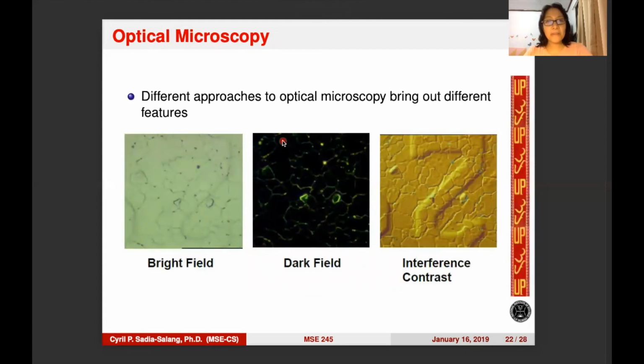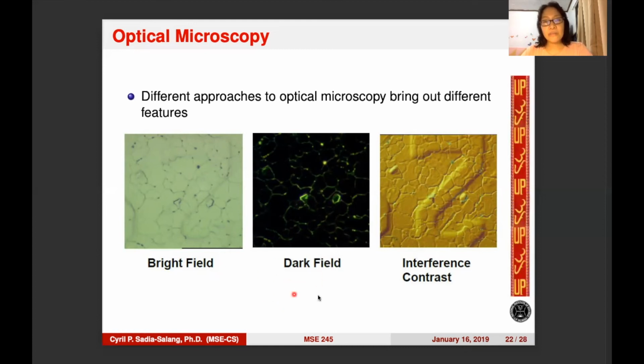Now, under optical microscopy, we cover bright field microscopy, dark field microscopy, and interference contrast microscopy. In bright field microscopy, the light impinges vertically on the sample. Horizontal surfaces reflect most of the light, while slanted or vertical surfaces reflect less.